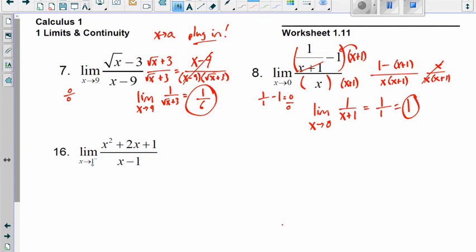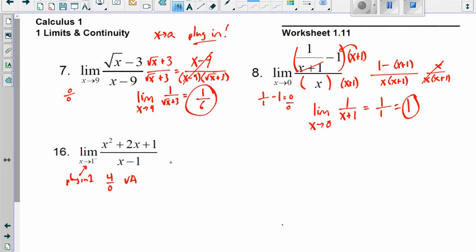Now, with 16, 1 from the left, remember, just plug in 1 to see what happens. Okay, if we get a nice answer, that's going to be the left and right side. So let's see what happens first. Plug in 1. We get 1 plus 2 is 3 plus 1 is 4 over 0. Now we ran into something. Okay, over 0, think through it here. Over 0 is a vertical asymptote.